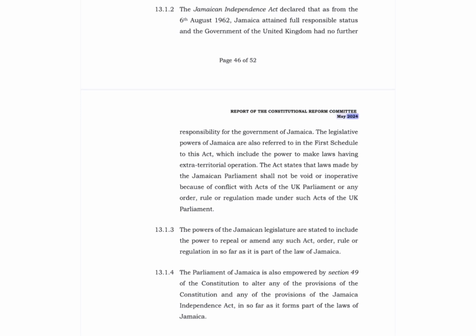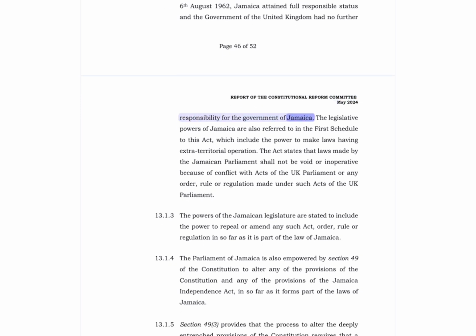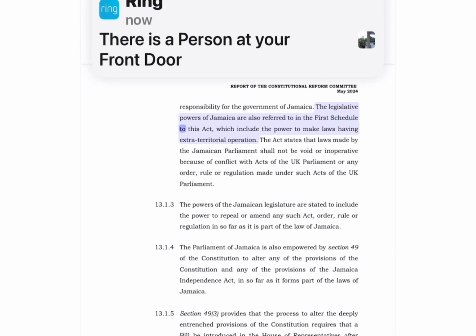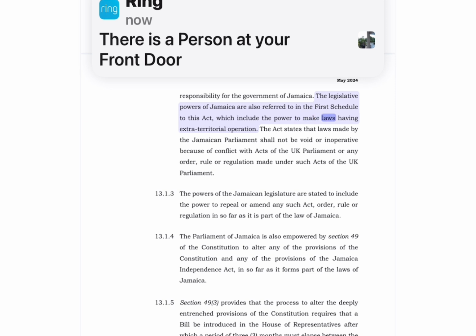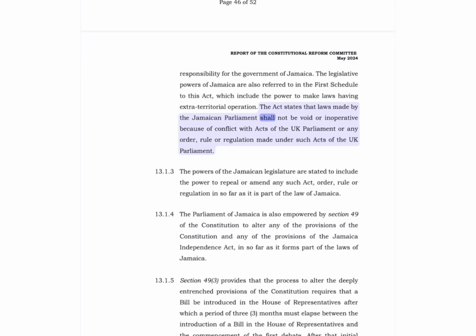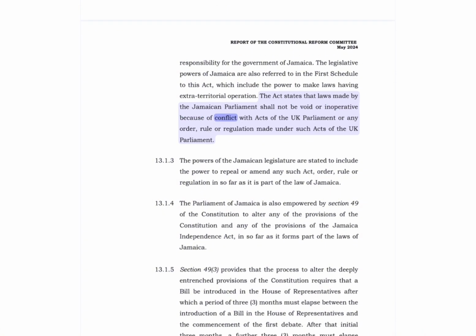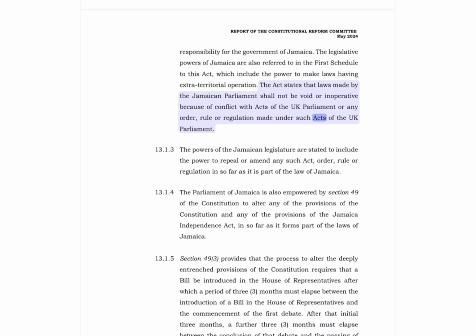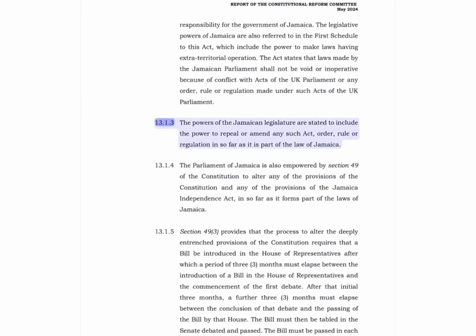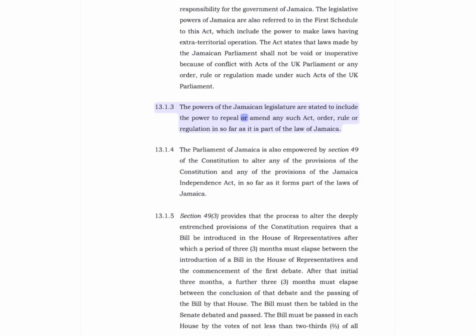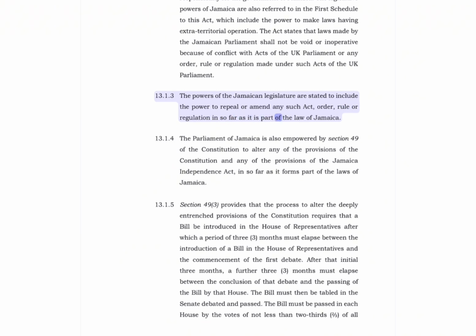responsibility for the Government of Jamaica. The legislative powers of Jamaica are also referred to in the first schedule to this act, which include the power to make laws having extraterritorial operation. The act states that laws made by the Jamaican Parliament shall not be void or inoperative because of conflict with acts of the UK Parliament or any order, rule or regulation made under such acts of the UK Parliament. 13.1.3 The powers of the Jamaican legislature are stated to include the power to repeal or amend any such act, order, rule or regulation insofar as it is part of the law of Jamaica.